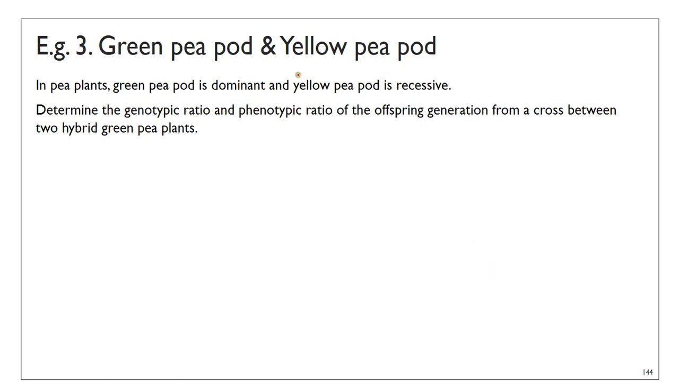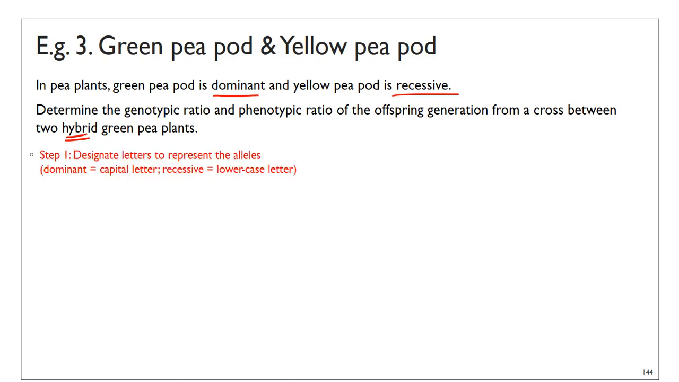Moving on to example 3, we're looking at green versus yellow pea pods. So let's start again. In pea plants, green pea pod is dominant and yellow pea pod is recessive. So these are the different potential colors that the pea pods can have. I don't think I've ever seen a yellow pea pod before, but I haven't seen that many pea pods in my lifetime anyway. You need to determine the genotypic ratio and phenotypic ratio of the offspring generation from a cross between two hybrid green pea plants. Okay, so let's start with step one.